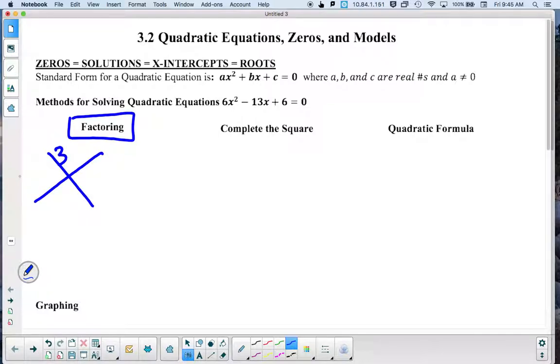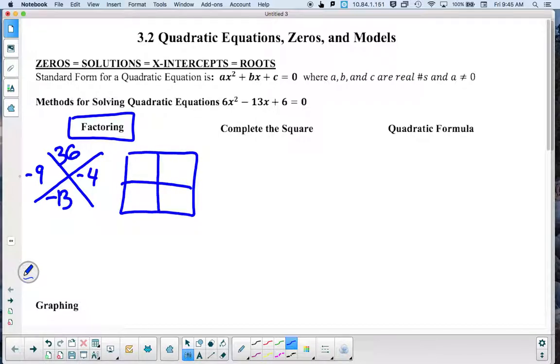So we have 6 times 6, which is 36, and then we put the negative 13 at the bottom. So then negative 9 and negative 4 add to negative 13 and multiply to 36. And so then we make our box. So we have our 6x squared and 6, and then we put the negative 9x and negative 4x and pull out our common factors. So this would be 2x minus 3 and then 3x minus 2.